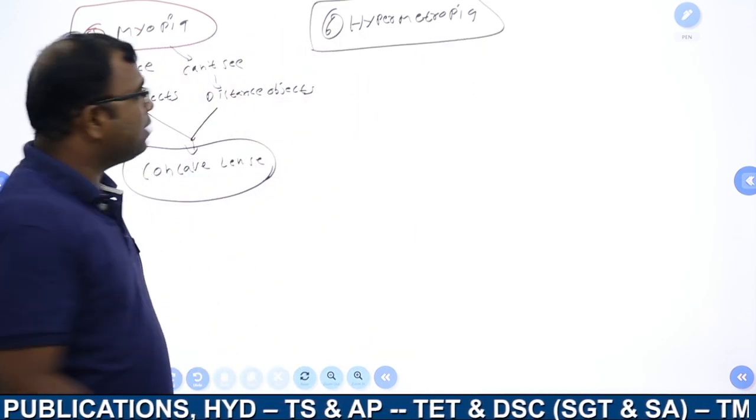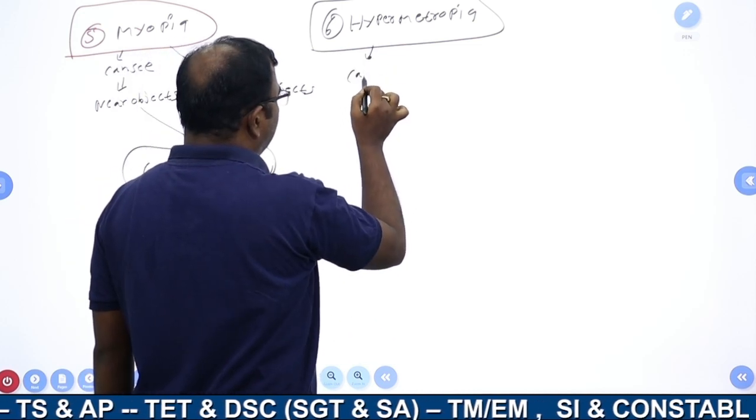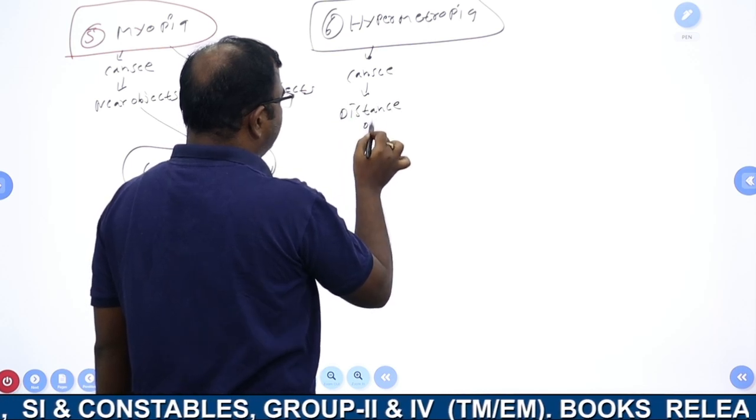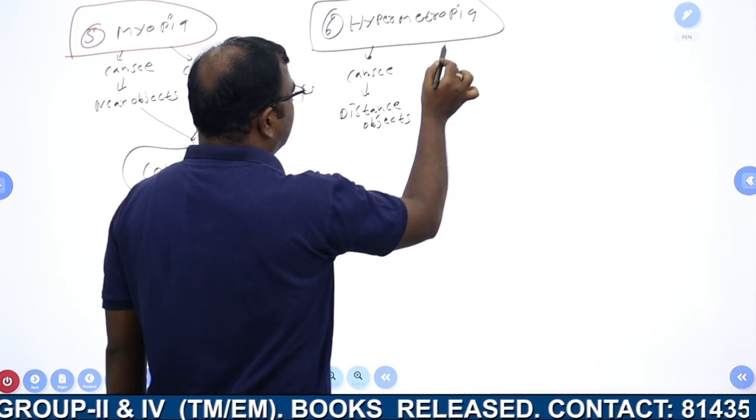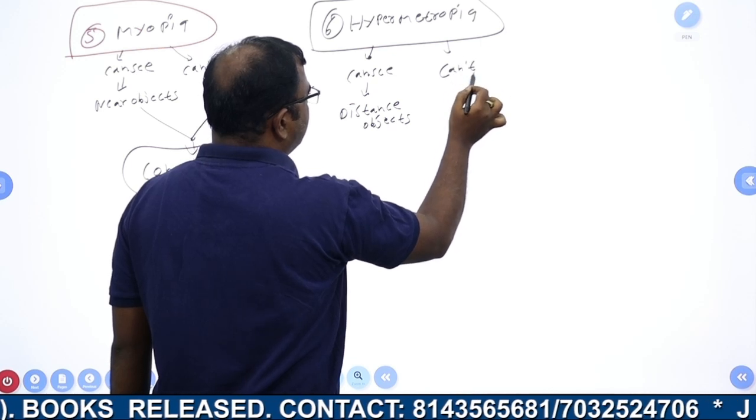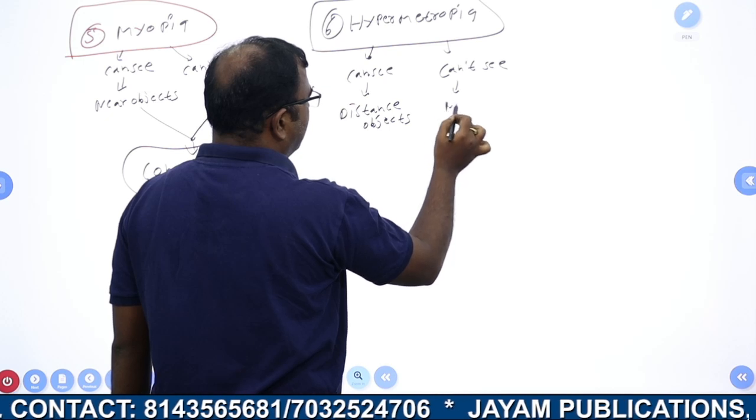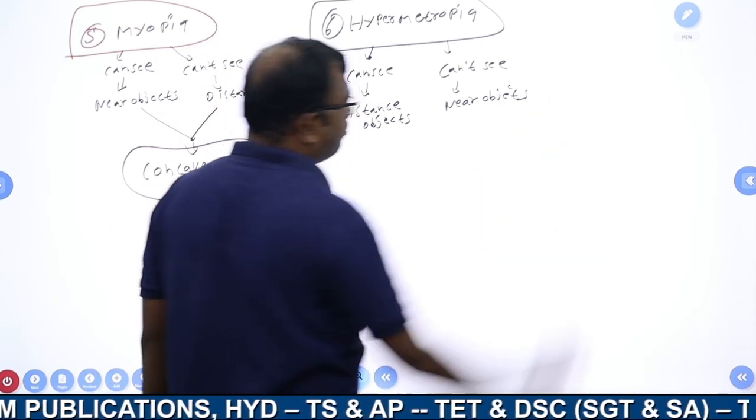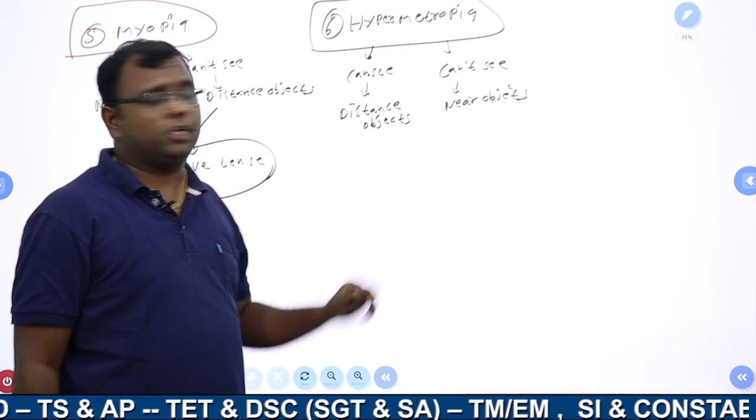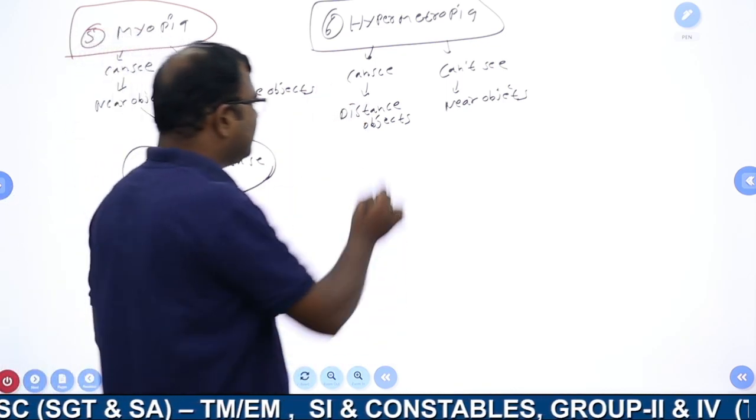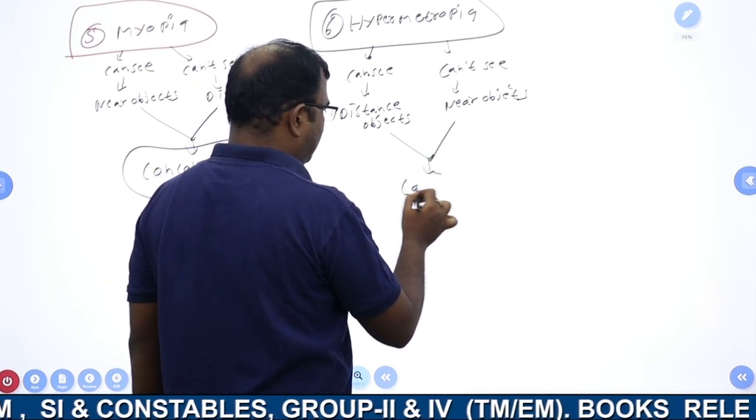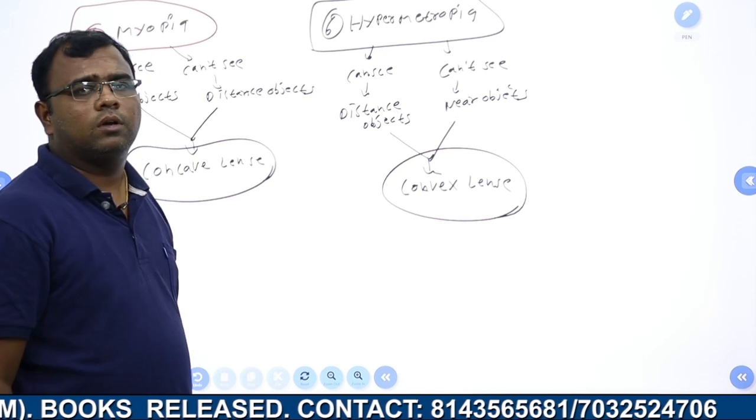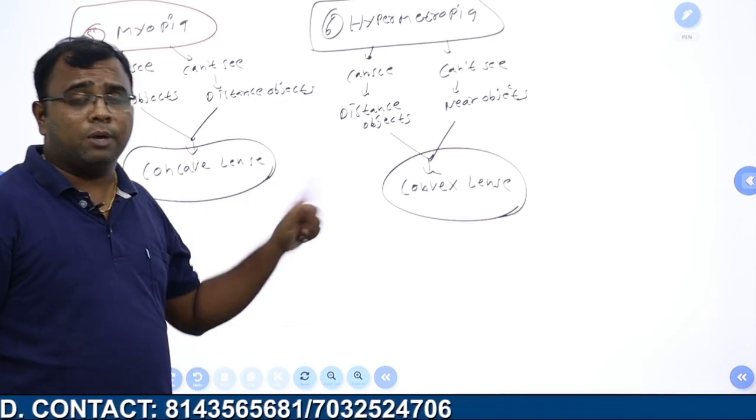Hypermetropia. The hypermetropia persons can see distant objects, cannot see near objects. These persons are used for which lens? Convex lens. Once again, I am explaining about the hypermetropia persons.